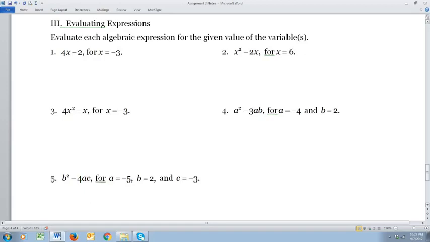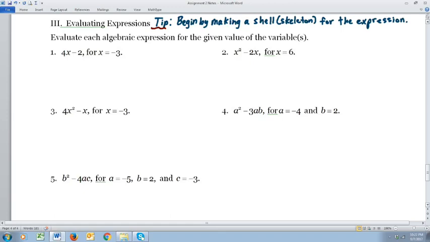All right, so now we're going to talk about evaluating expressions when we're given the value of the variable or variables. So the first thing I would say here is I want to give you a little tip. I want you to begin by making a shell, or what I call a skeleton, for the expression. So basically, wherever I see an x, I'm going to put parentheses. So this is my shell. And now I'm going to basically substitute the -3 where the x was. And once you've done that, this is just an order of operations problem. You're going to get -12 minus 2, which is -14.